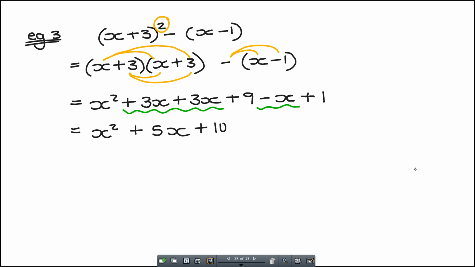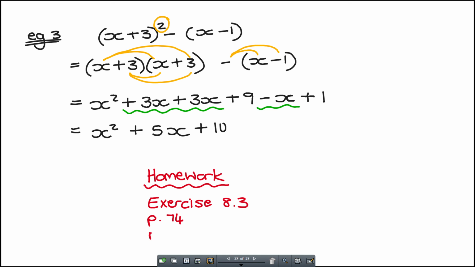Okay, so homework is exercise 8.3, page 74, sorry, number 1 to 6.